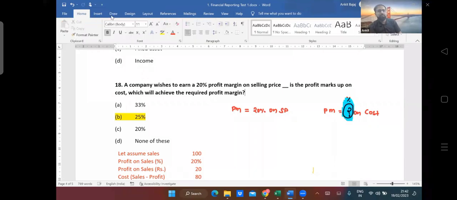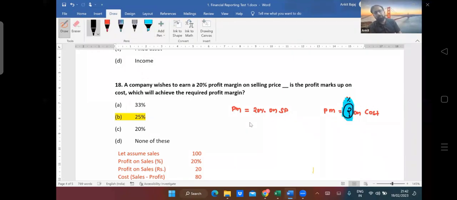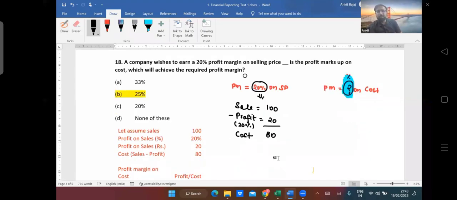Now, let's suppose, just listen to me very carefully, I'm taking this assumption first. Let's suppose sales of the company is 100. So this is the selling price, and the company wants a 20% profit margin. How much profit will the company earn if sales is 100? 20% on sales is going to be 20 rupees. So what is going to be the cost? Sales minus profit is the cost, that is 80 rupees.